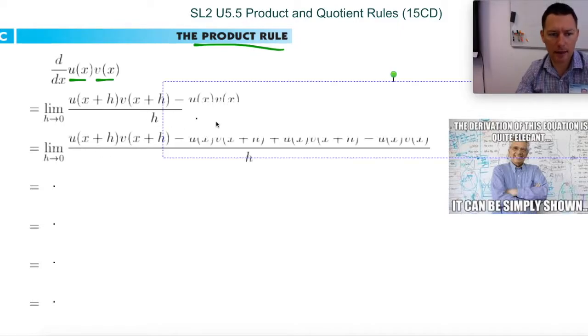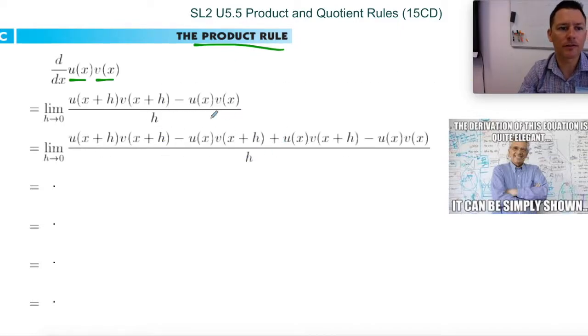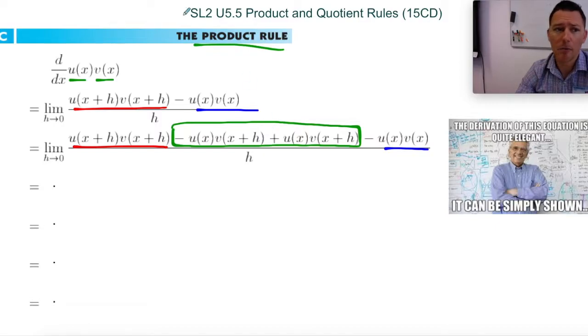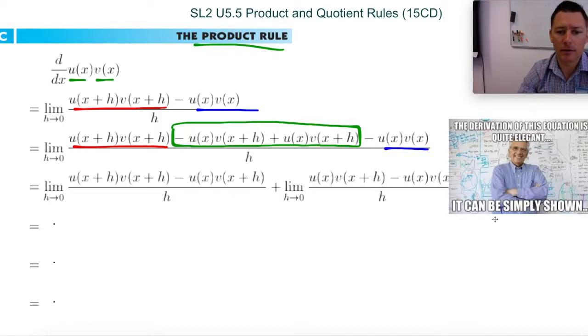If you take that then and insert this, this is this piece and this is this piece. If we insert this component, it's basically 0. It's minus all of this plus all of the same. So really we haven't changed anything. But what we can do then is break this piece apart.